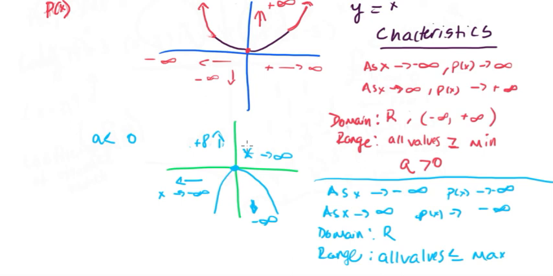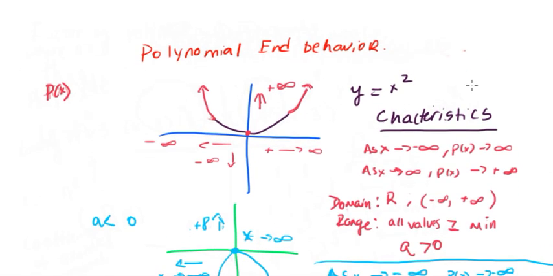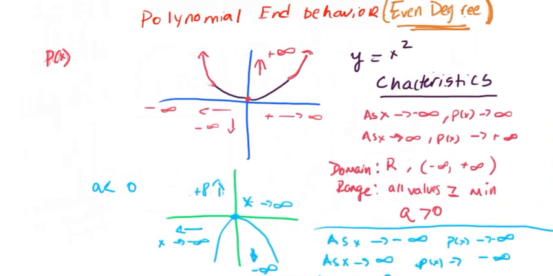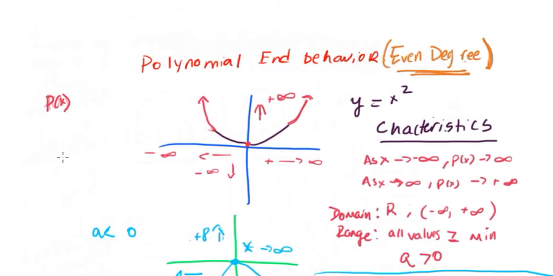Perfect. Now that we've covered our even degrees, we're going to stop this video and do our odd degrees. So let's put this in parentheses so we know what this video is: even degree polynomials, their end behavior, and some normal characteristics of them. Now we're going to end this video and talk about odd degree.